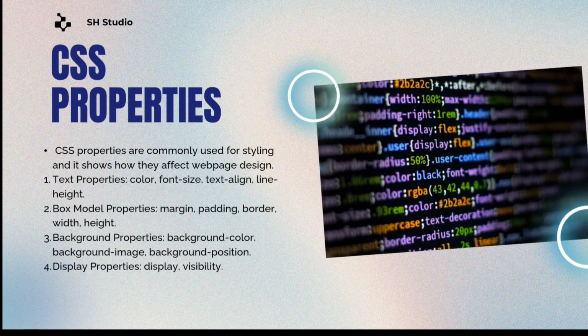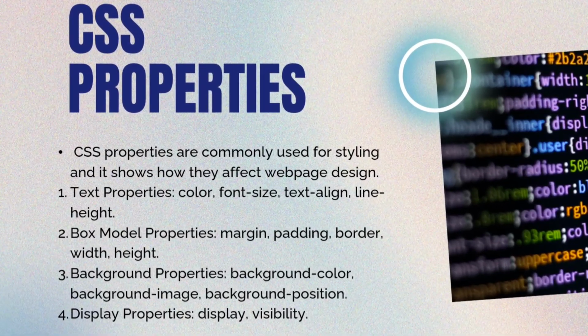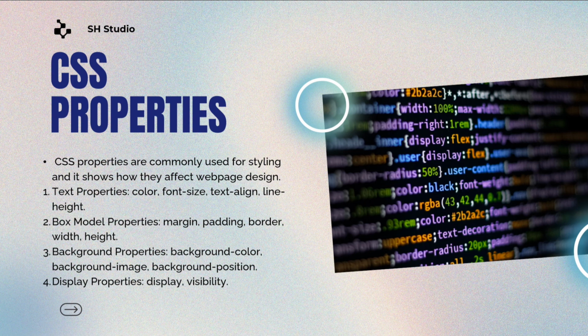Now we will be studying CSS properties. CSS properties define how HTML elements should be styled. Some of the most common categories of CSS properties include text properties, box model properties, background properties, and the last one is display properties. Text properties include color, font size, text align, line height, and so on. The box model includes margin, padding, border, width, and height. Background properties include background color, background image, background position, and so on. And display properties include display, visibility, and other things.